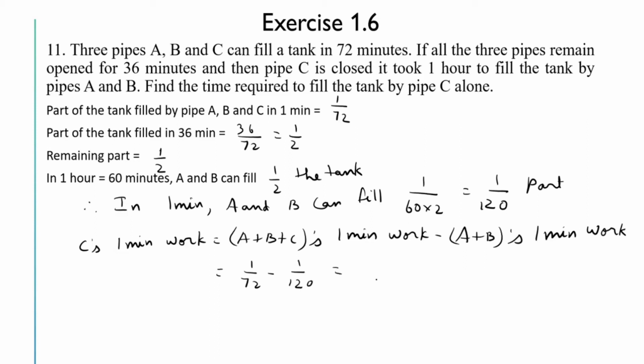So let us take the LCM as 360. So here we will have 5 minus 3, which is equal to 2 by 360, or 1 by 180. Therefore, C's 1 minute work is 1 by 180. That is, in 1 minute, C can fill 1 by 180th part of the tank.